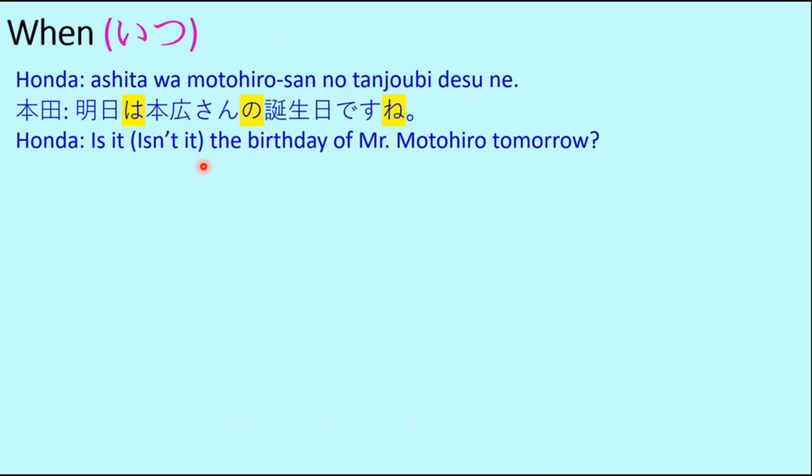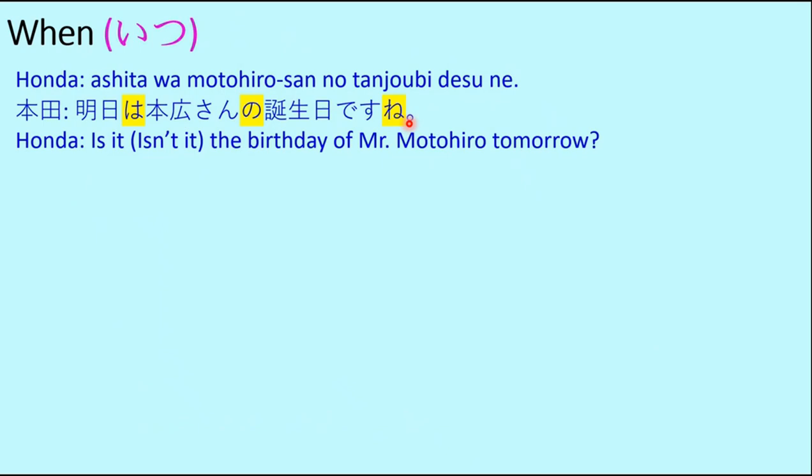Is it or isn't it the birthday of Mr. Motohiro tomorrow? Ashita is tomorrow. Motohiro-san no tanjobi means Motohiro-san's birthday. So isn't it the birthday of Mr. Motohiro tomorrow? Ashita wa Motohiro-san no tanjobi desu ne? So this is the kanji of Ashita, that is tomorrow. Wa particle. This is Motohiro-san no tanjobi. We just discussed the kanji of tanjobi in the last slide, and desu ne. So this is a very simple sentence in Japanese. Ashita wa Motohiro-san no tanjobi desu ne.